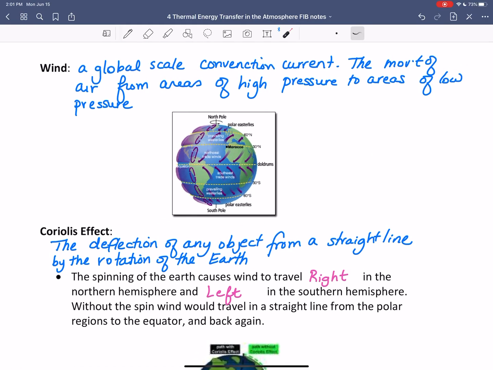And so you can see that when I have this spin in this direction, it's not going to be straight up and down. It's going to be affected by the Coriolis effect, and therefore the wind is going to be blowing in this direction.